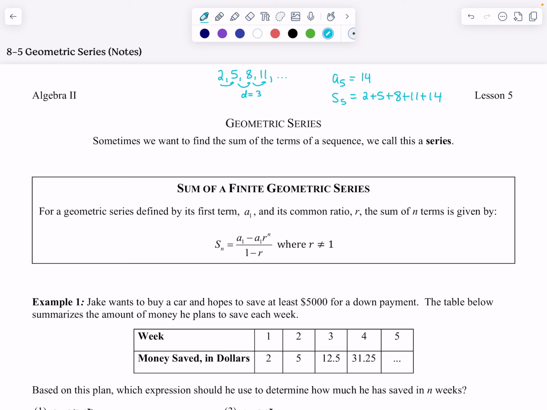I would get 40. So in this course, we don't actually concentrate on arithmetic series, adding up the terms of an arithmetic sequence, but that is what a series is, when the goal is to find the sum of a certain amount of terms in a sequence. And we're going to put our focus on geometric patterns.